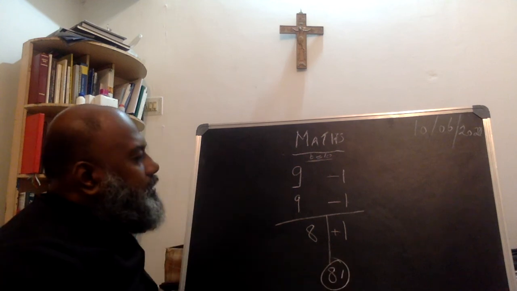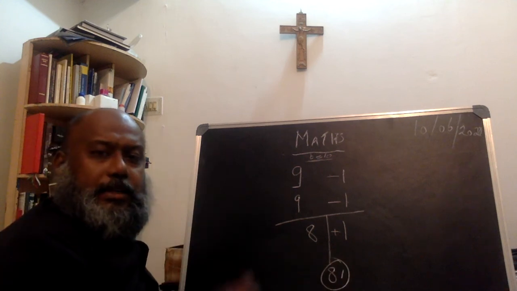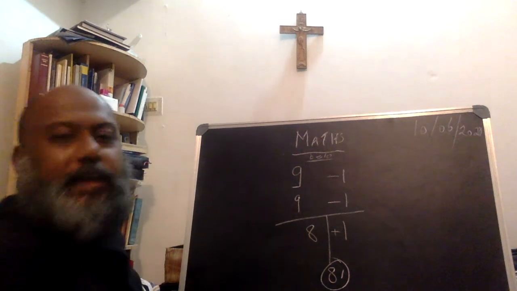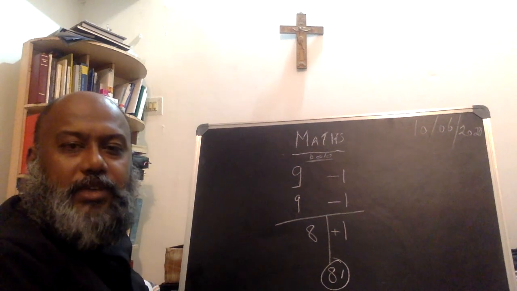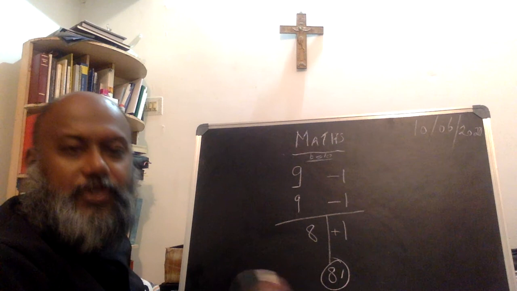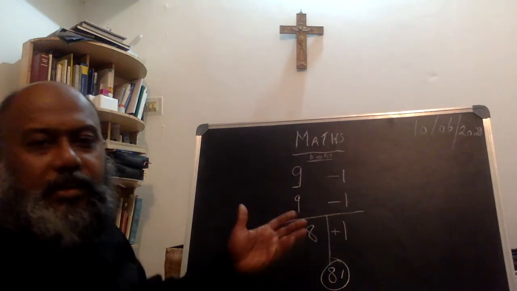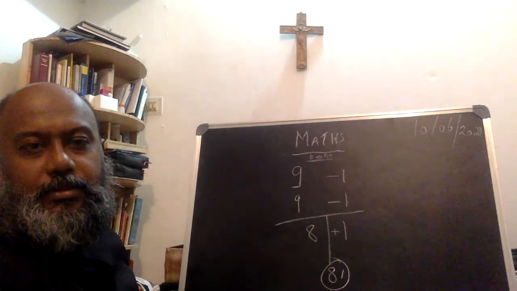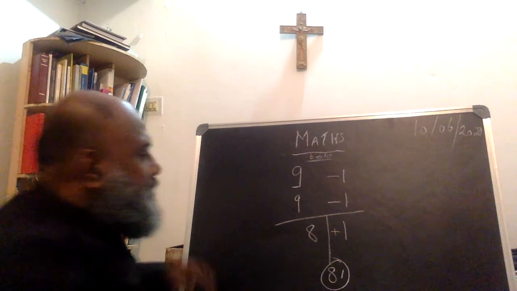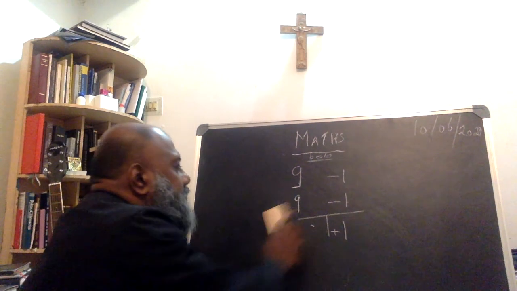9 nines are 81. Children don't even need to do the 9 tables. 9 ones are 9, 9 twos are 18, 9 threes are 27, 9 fours are 36. They don't need to do that. You can find the answer in a very, very simple way. That's the beauty of the numbers. Let's try another method, right?